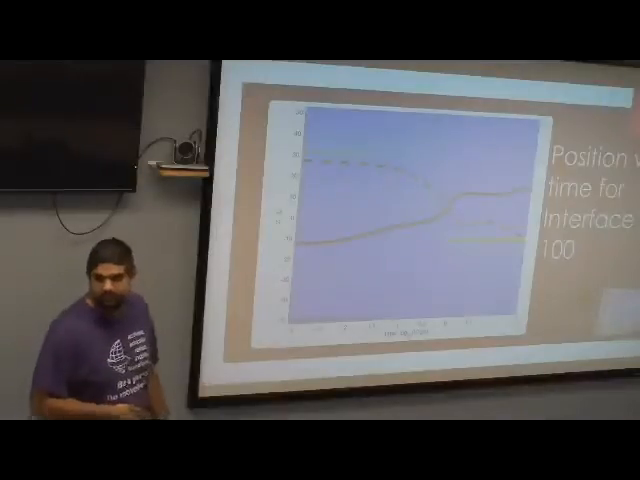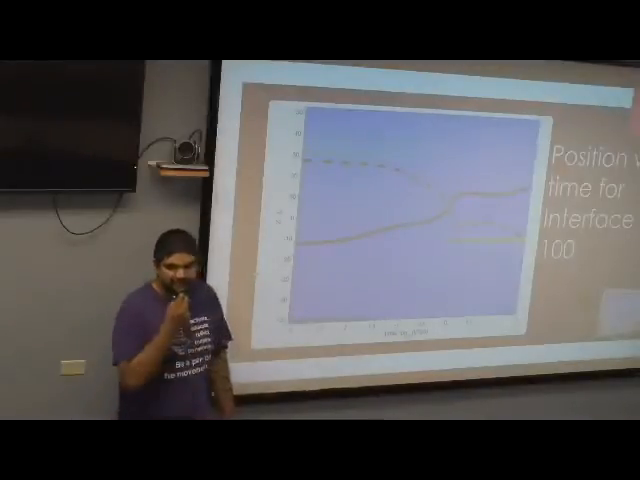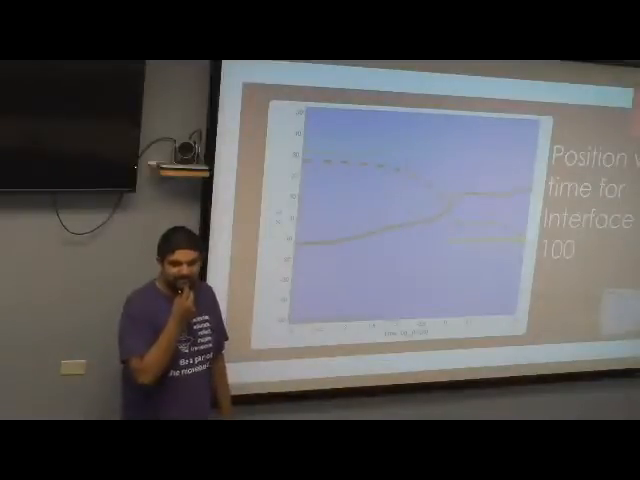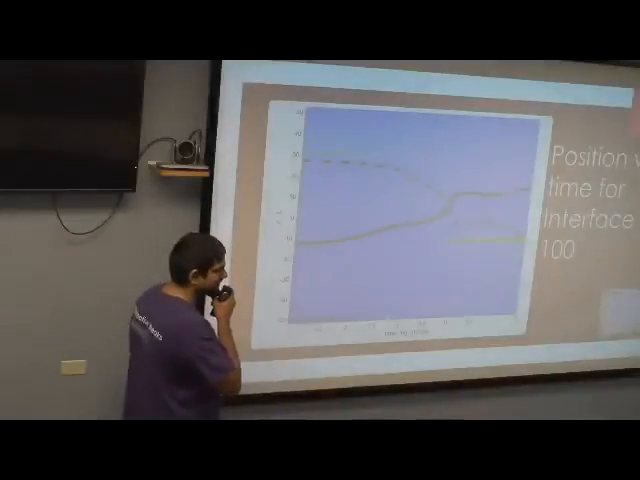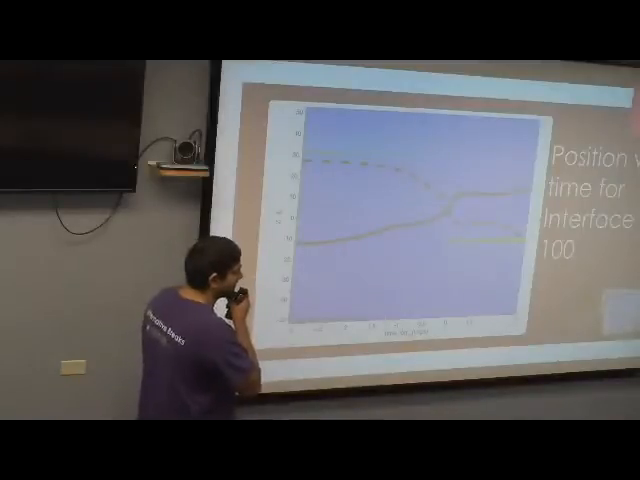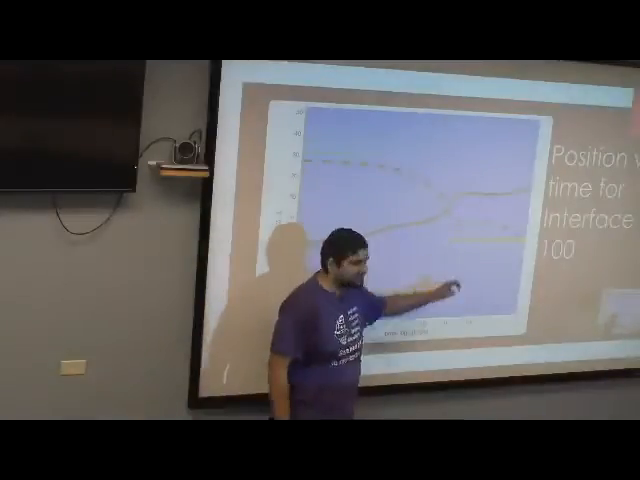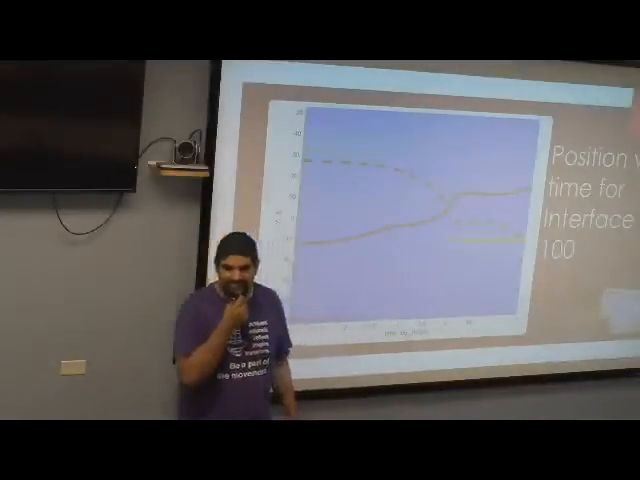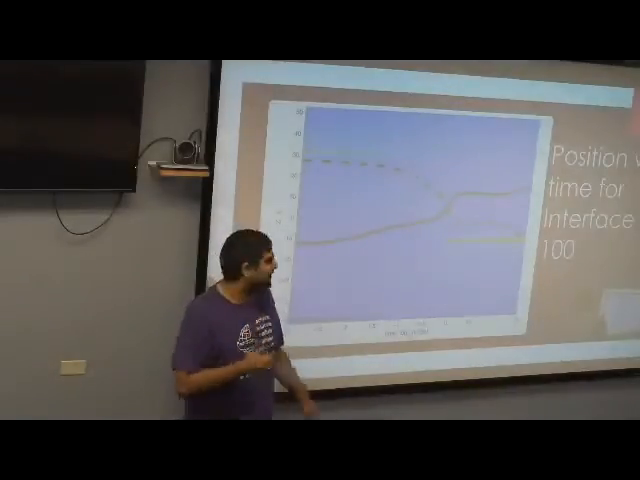Wait, what are the colors? What is the definition of color codes? What's the difference between blue and yellow? Let's see. If I remember correctly, yellow is an electron, and blue is the hole.